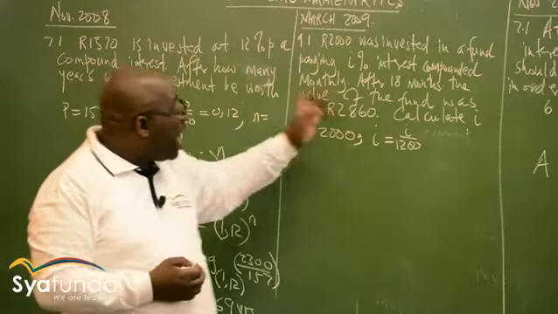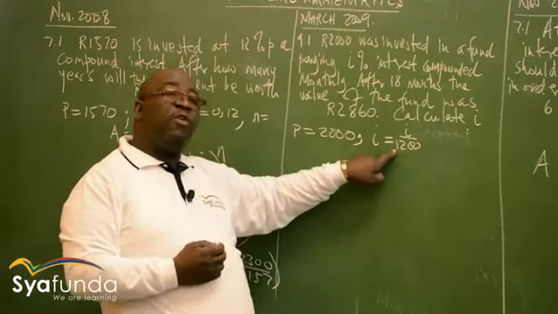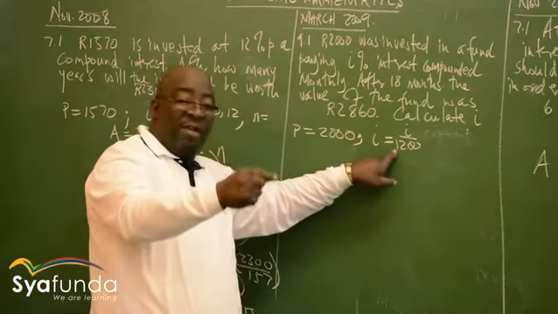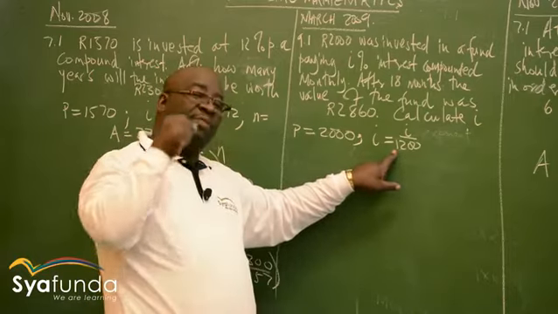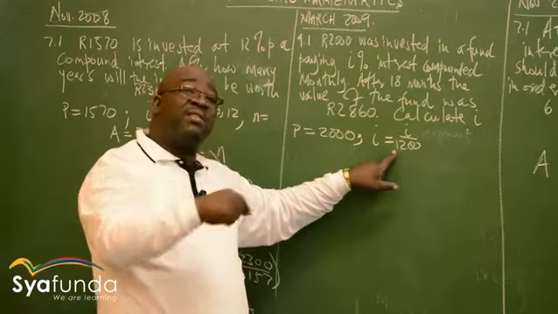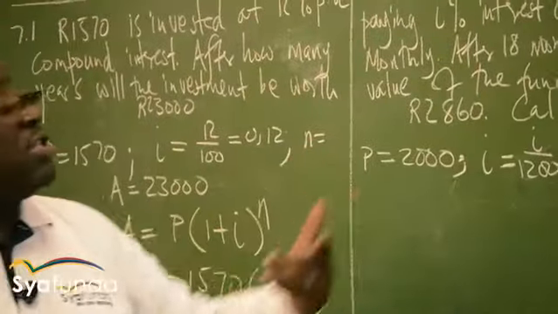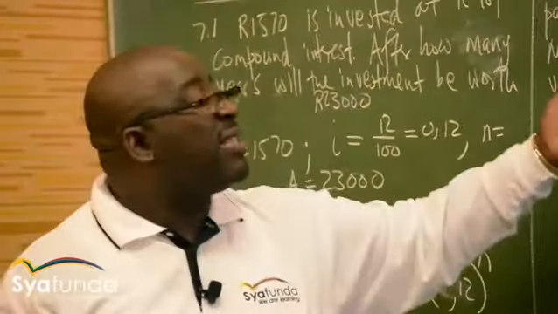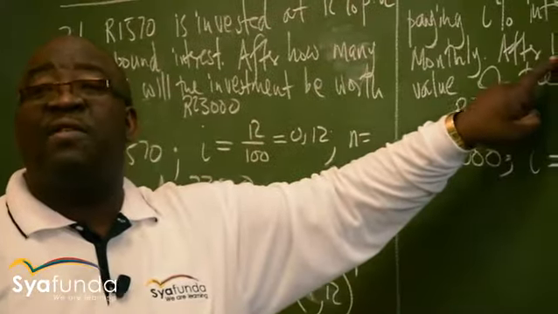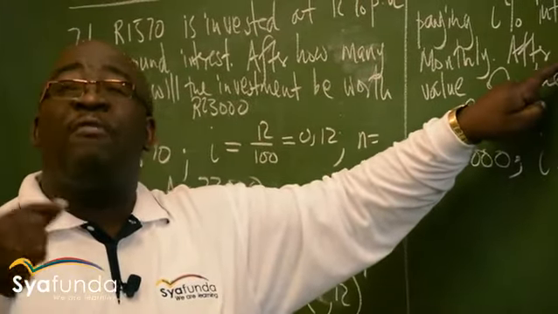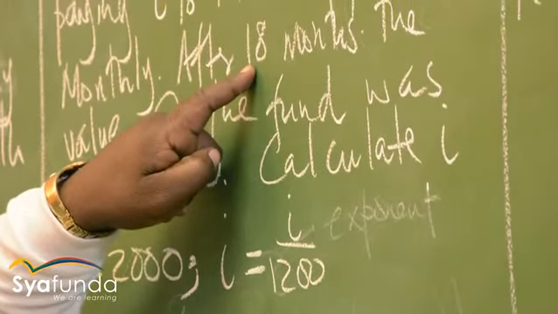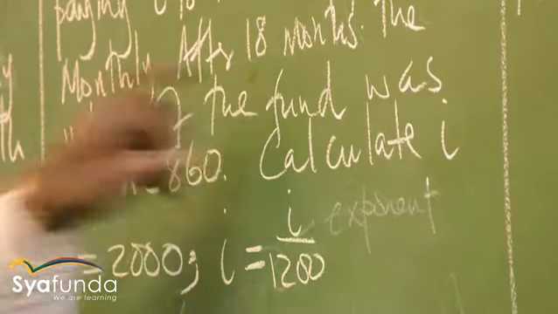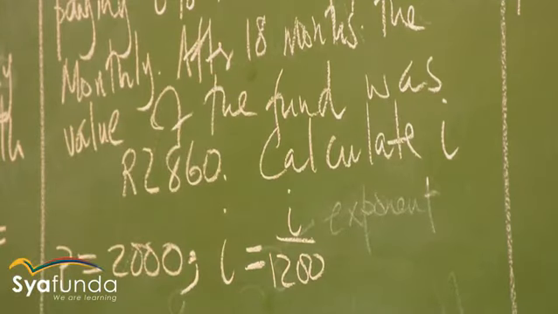Remember, if I divide the I by 12, I've got to multiply the N by 12, if and only if my N is in years. Multiplying it by 12 is changing it from years into months. Now, let's go further. After 18 months, it is no longer in years. If this was in years, it was going to be 1,5 years, because 1,5 times 12 gives us 18 months. So let's make sure that we don't get confused there.